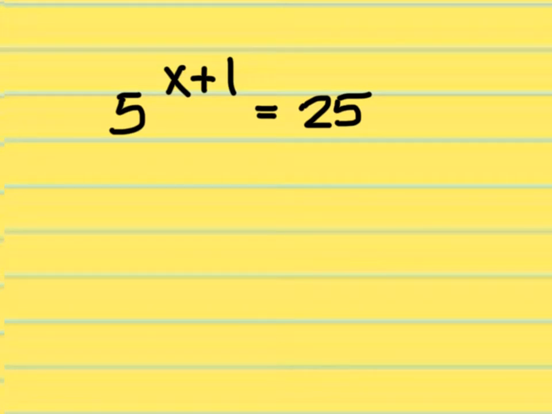You have 5 to the x plus 1 power equals 25. The bases are not the same. You have a 5 and a 25. You're going to have to change one of these bases. Change this one. This would stay the same. But we need to express 25 as a base of 5 raised to some power. How can I express 25 as 5 to some power? 5 squared.